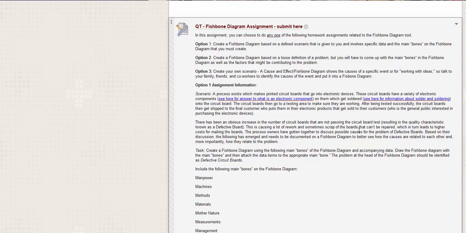There's been an obvious increase in the number of circuit boards that are not passing the circuit board test. This is causing a lot of rework and sometimes scrap of the boards that can't be repaired, which in turn leads to higher costs for making the boards.